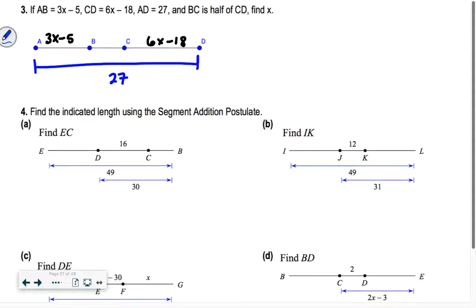Okay, but it also says BC is half of CD. So half of CD. So how can I represent half of CD? 3x. Yeah, 3x minus 9. Do you guys see that? So that's going to be the 3x minus 9 because we did half of the 6x minus 18.